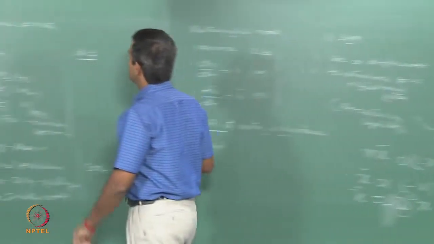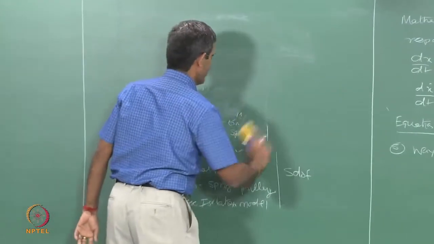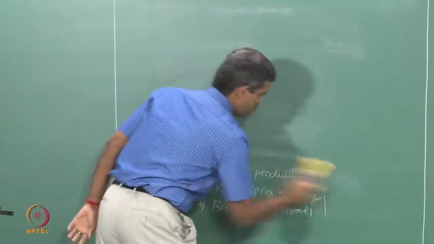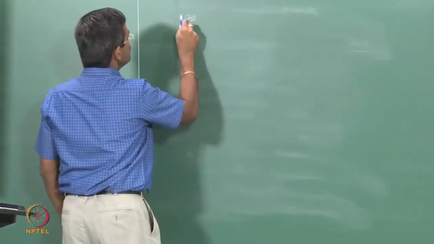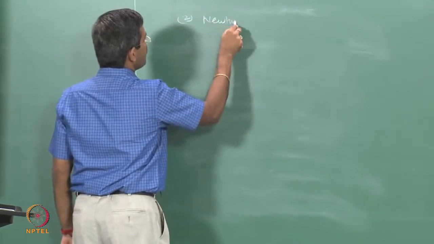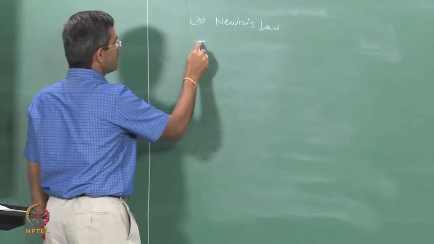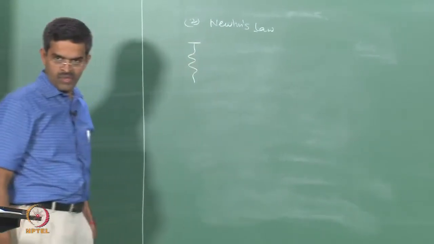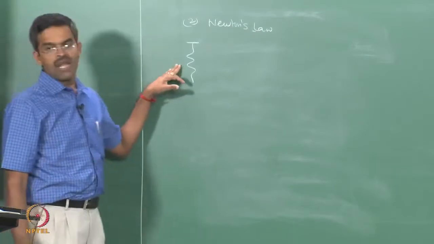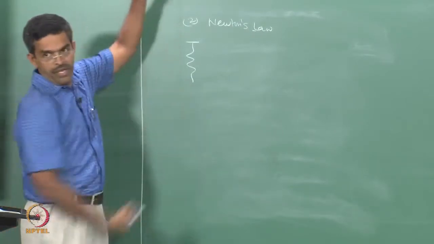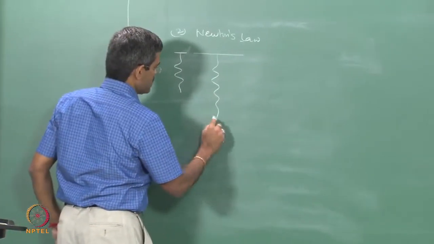Now, we will apply Newton's law to write the equation of motion. That is the second method by which I can write the equation of motion, Newton's law. I will take up a simple system. Let us say it is having a spring. When you suspend the spring and leave it free, because the spring will have its self-weight, you will see the spring will elongate. Let us say that elongation is delta.